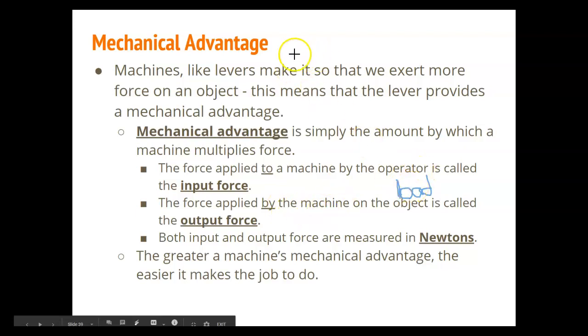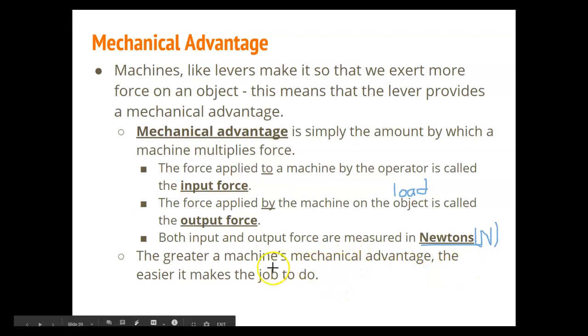That looks bad, the way I put that there. Let's try that again. So the object is called the load, and I want you guys to think about that: the object is the load. Okay, so that's the output force. So the machine puts out an output force based on the input force that we put in. Both input and output force are measured in newtons. Okay, and our representation of newtons, by the way, we can just put a capital N to represent newtons.